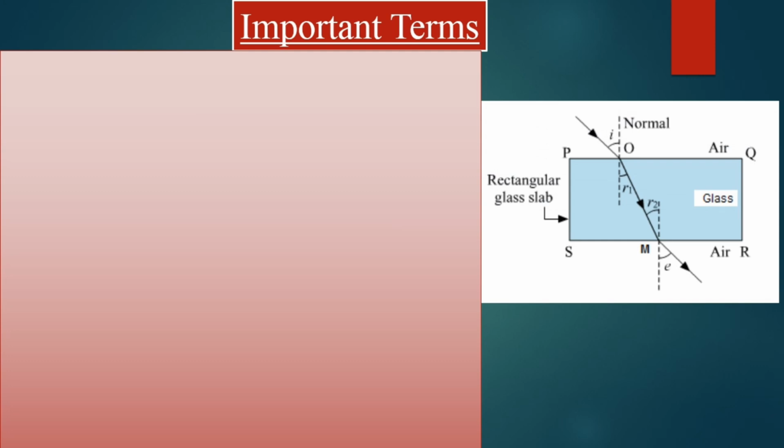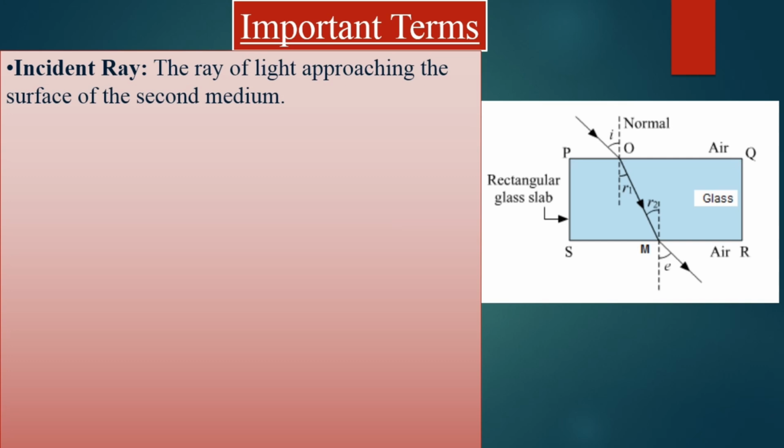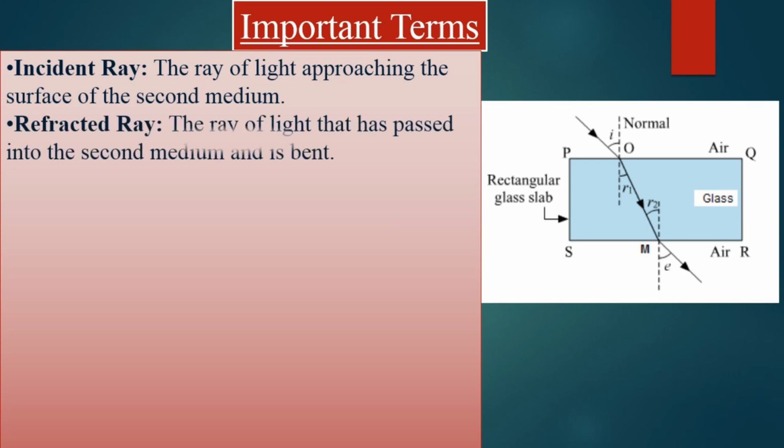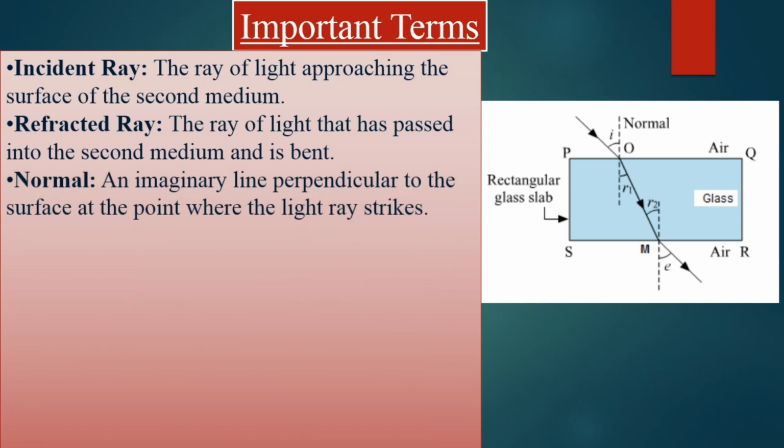Now let's go over some important terms you will see in ray diagrams. First, we have the incident ray. That's the ray of light approaching the surface of the second medium. Then we have the refracted ray. This is the ray that enters the second medium and bends. To help measure all this, we use an imaginary line called the normal. It's a line drawn at 90 degrees to the surface right where the light hits.